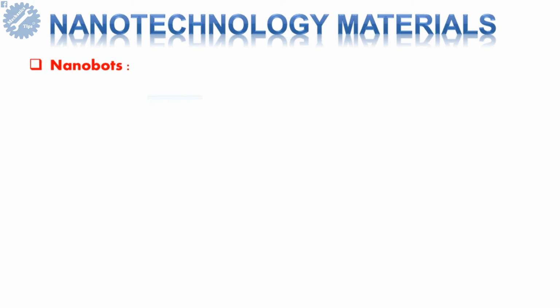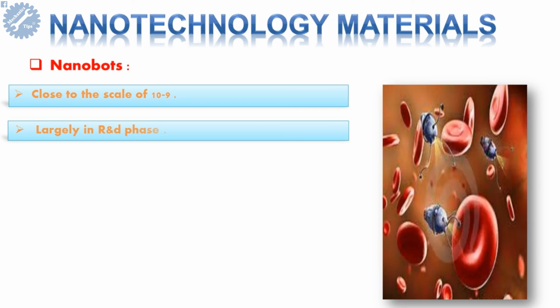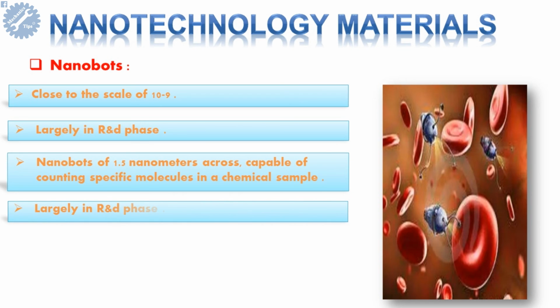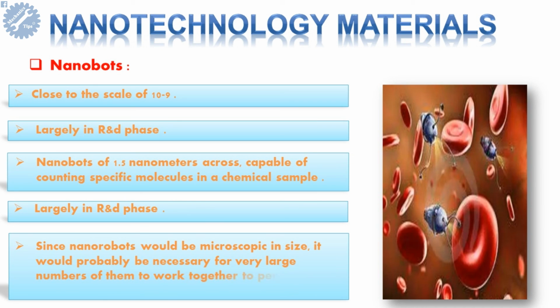Nanobots. Close to the scale of 10 to the power of -9. Largely in R&D phase. Nanobots of 1.5 nanometers across, capable of counting specific molecules in a chemical sample. Largely in R&D phase. Since nanorobots would be microscopic in size, it would probably be necessary for very large numbers of them to work together to perform microscopic and macroscopic tasks.